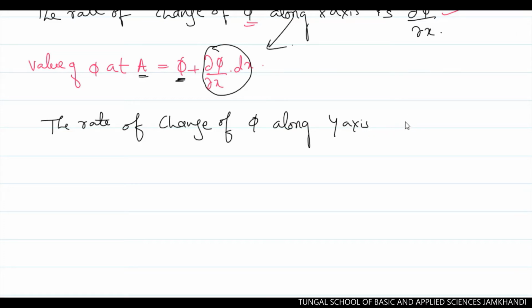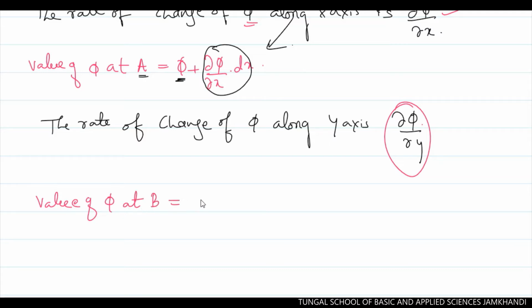is given by dou phi divided by dou y, because it tells about the variation of that function along only the y-axis, right? Then if you take the variation of that function along the y-axis, what is the value of that function at point B? The value of that function at point B is equal to phi. It is at a point P, and as that function has passed through the point A, I will define that function variation with respect to x.